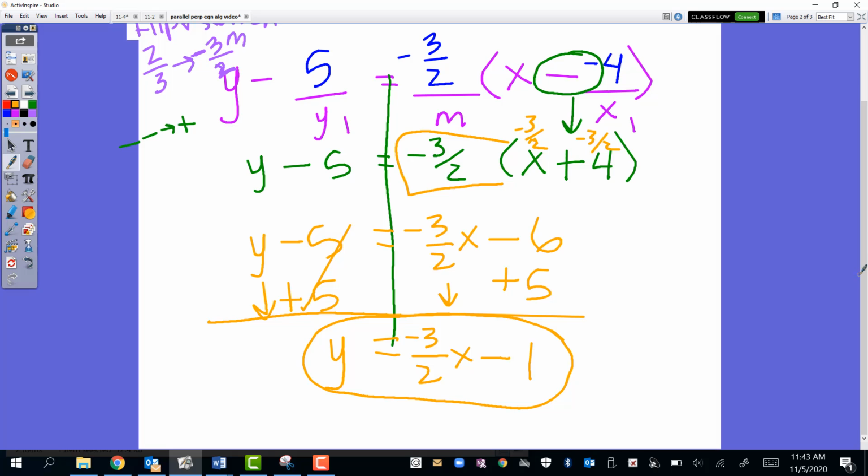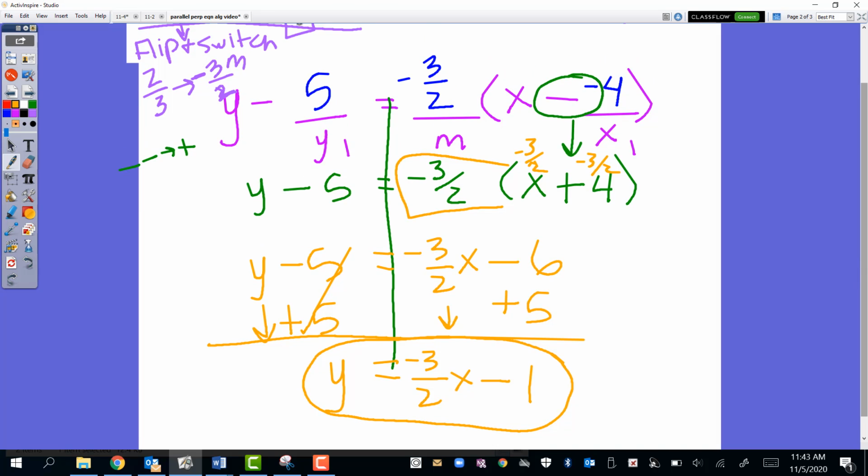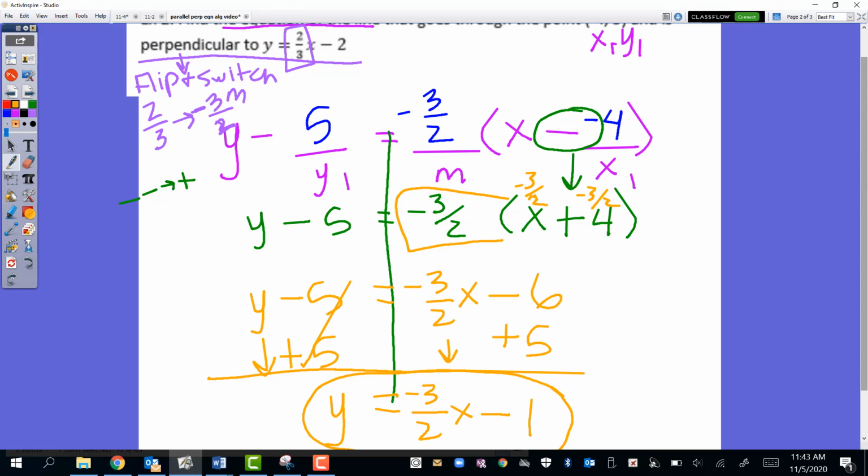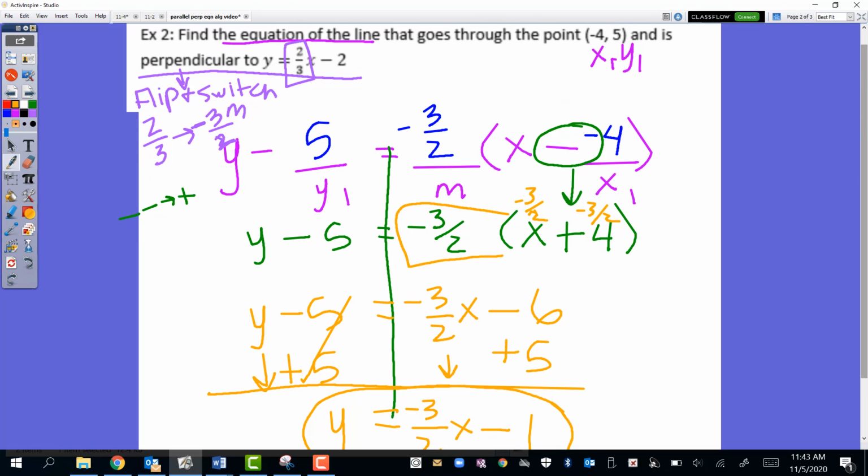Okay, so the only thing that's different is they're not just telling you what the slope is. You have to go, does parallel or perpendicular mean I'm supposed to use the same slope or the flip and switch slope? Okay, so you can go ahead and start your practice.